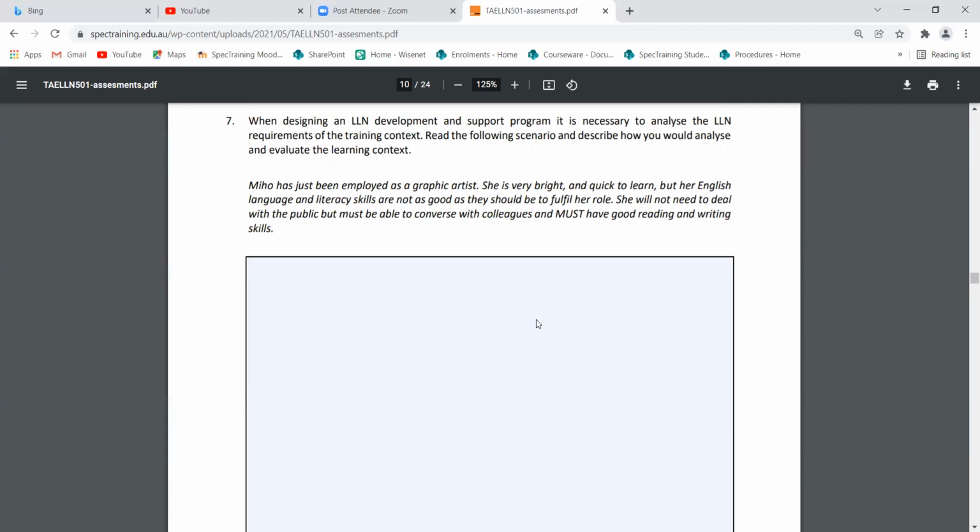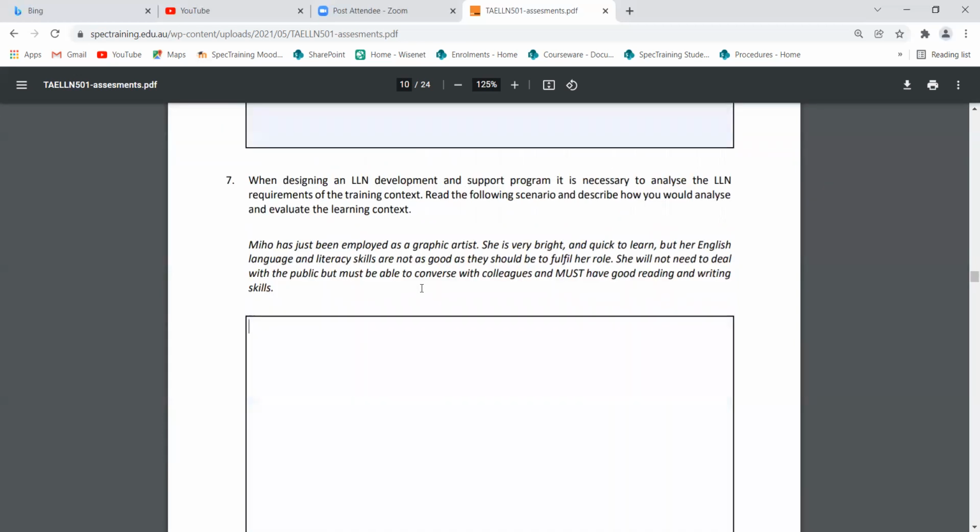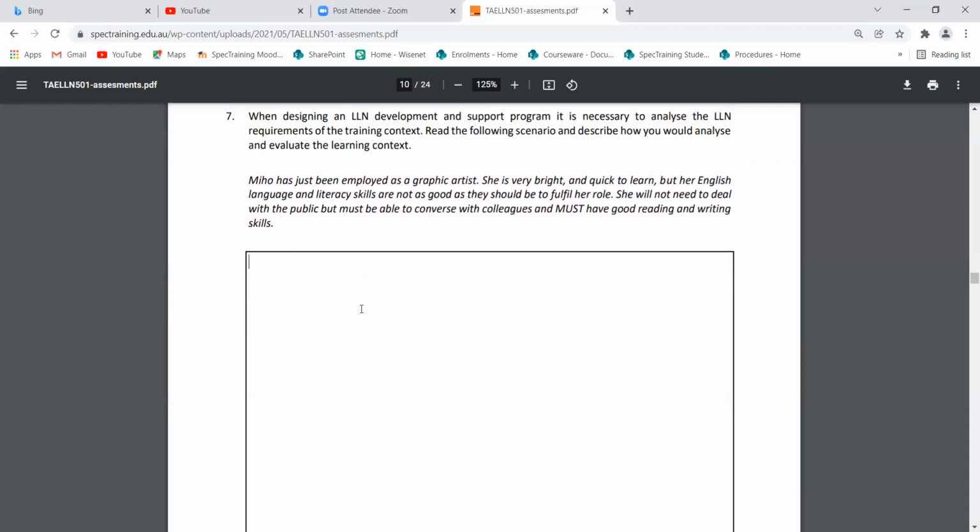Essentially what the question is asking you to think about is not just Miho, but also what requirements are going to be on her for being able to effectively learn the content and effectively perform her job role. If I was attacking this question, I would probably put something like, within her role, she will probably be required to do the following. In the category of learning, she'll be required to do this. Reading, she'll be required to do this. Writing, oral communication, and numeracy.